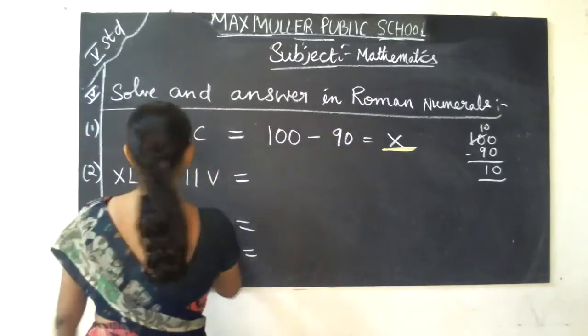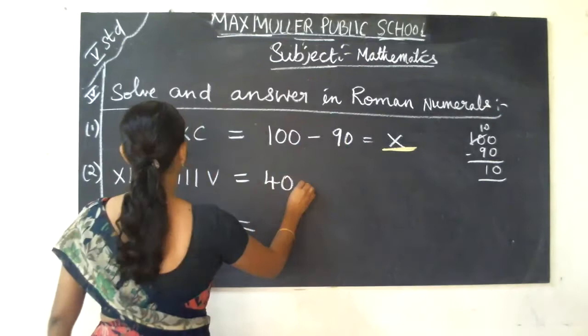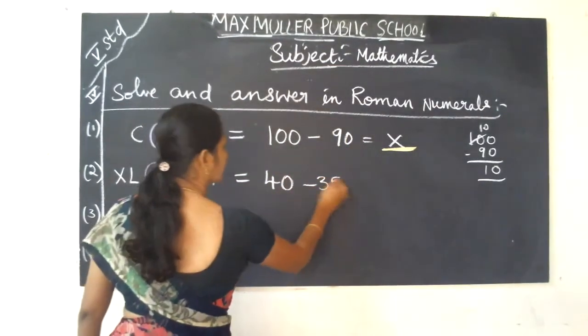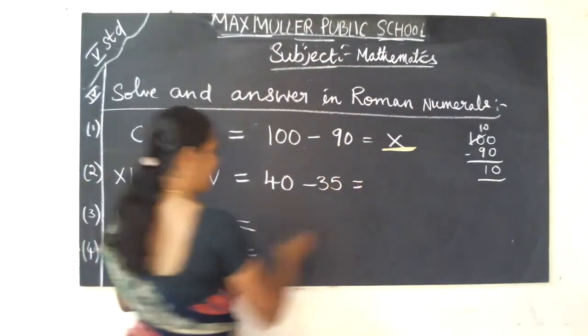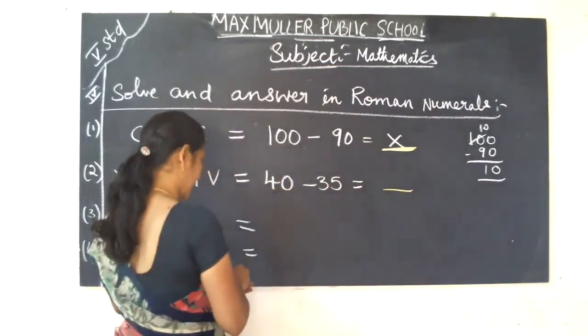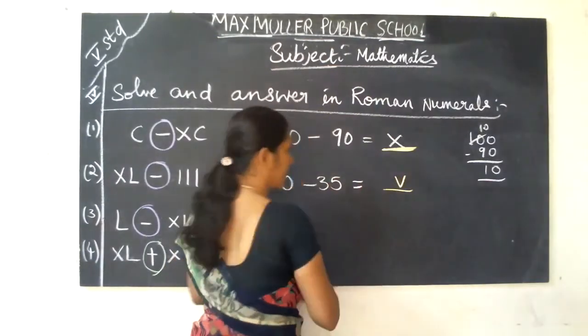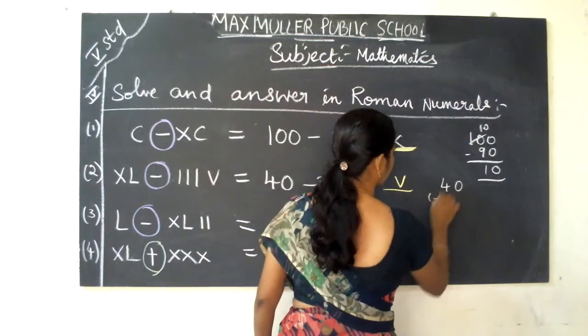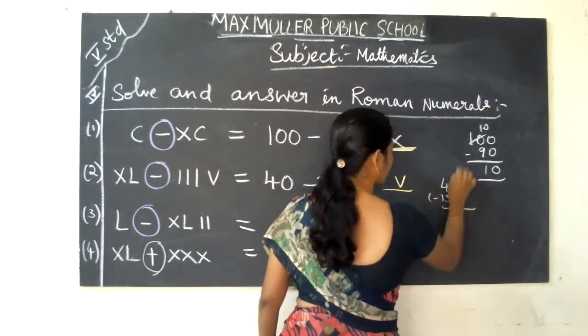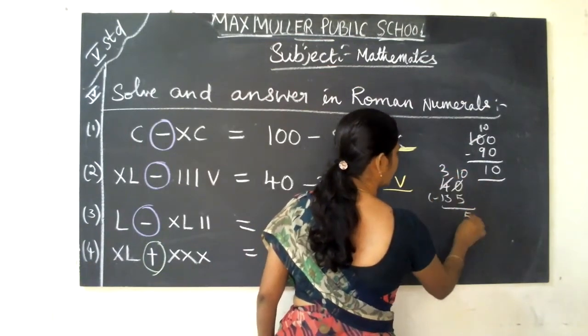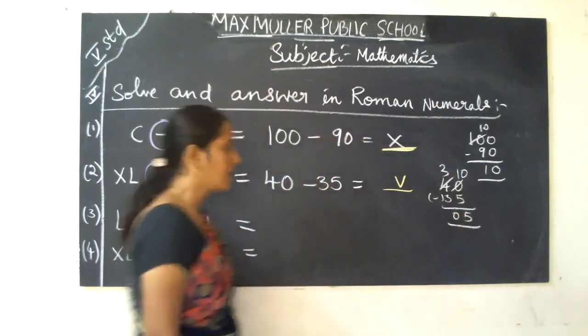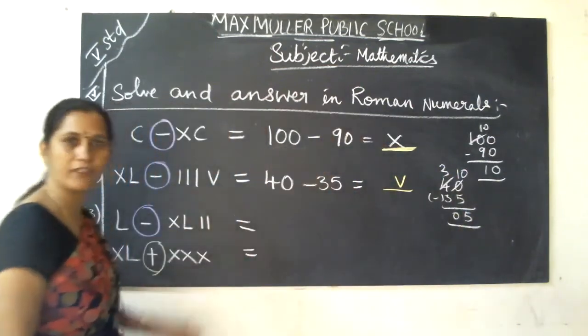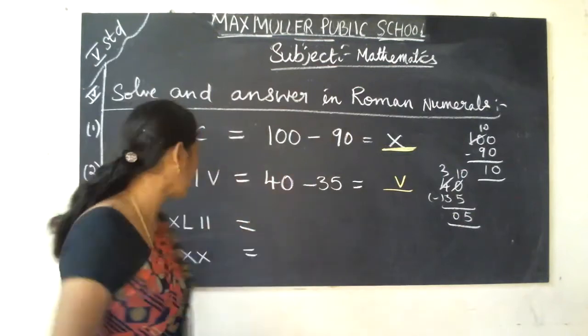Okay. XL means 40 minus 35. So how much is the answer? 5 is the answer. 40 minus 35 is 5. So a rough column is there for you. You can solve in the rough column.